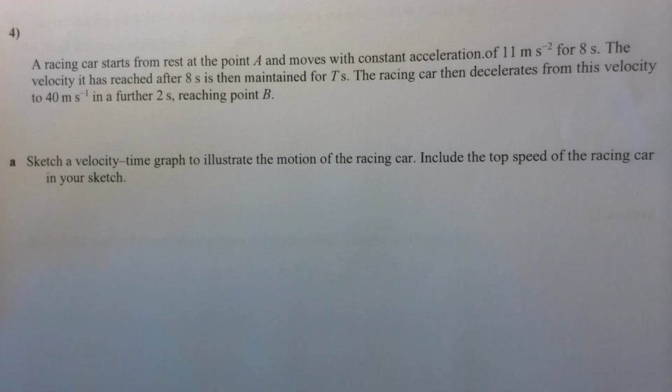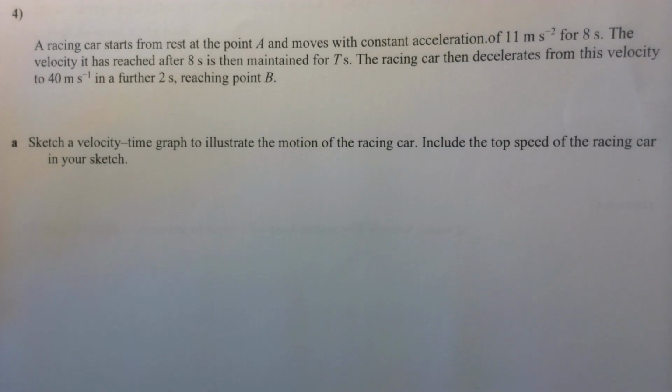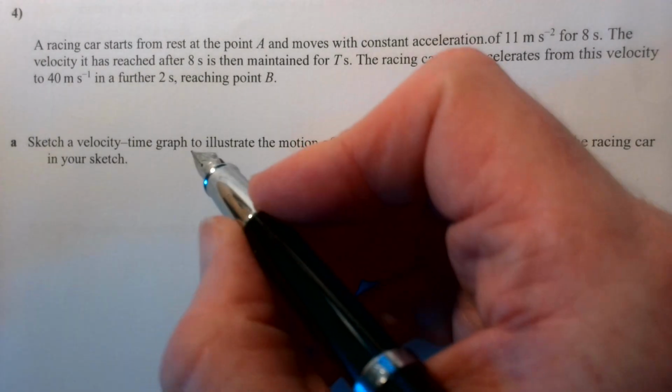Time for some mechanics. This is just a velocity time graph, which is quite a simple thing to do, but at the same time there's 5 marks for it, so you've got to be really careful to put in all the detail that's needed. Although it's a sketch, so you don't need a ruler or anything like that, you do need to be clear in what you're doing.